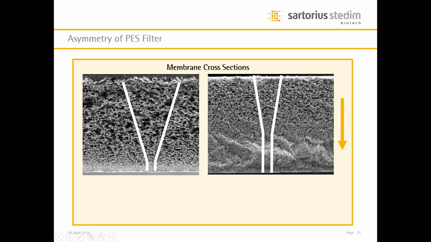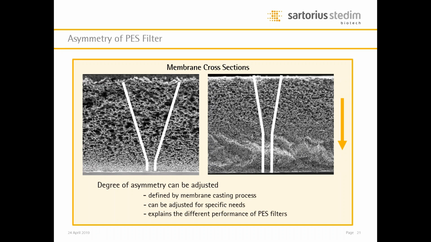But when it comes to sterilizing grade filters, it's not only the dirt holding capacity, it's more importantly the bacterial retentive characteristics. A sterilizing grade filter, as I explained at the beginning, is not allowed to release any bacteria during the filtration process. Therefore, with a lower degree of asymmetry, this is mainly the membrane used for retaining the bacteria and for guaranteeing the sterilizing grade characteristics of the filter itself.